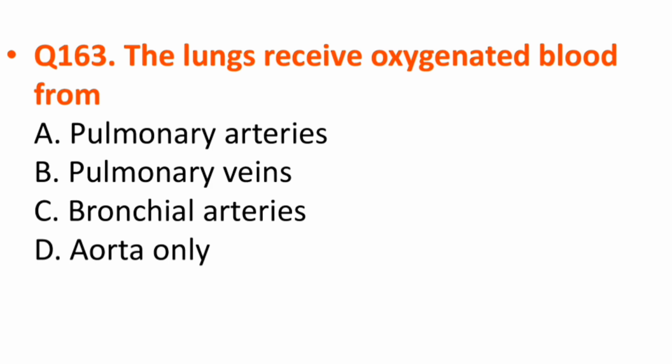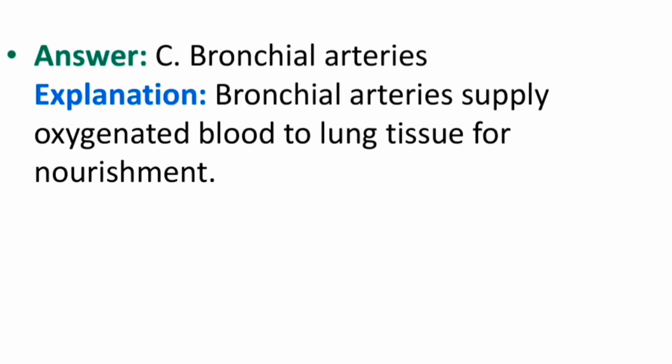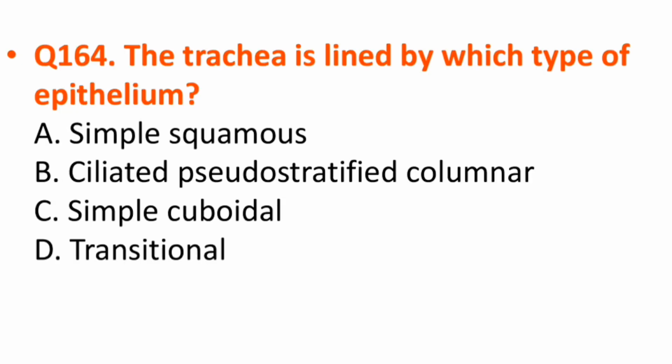The lungs receive oxygenated blood from option A, pulmonary arteries. Option B, pulmonary veins. Option C, bronchial arteries. D, aorta only. The correct answer is option C, bronchial arteries. Bronchial arteries supply oxygenated blood to lung tissue for nourishment.